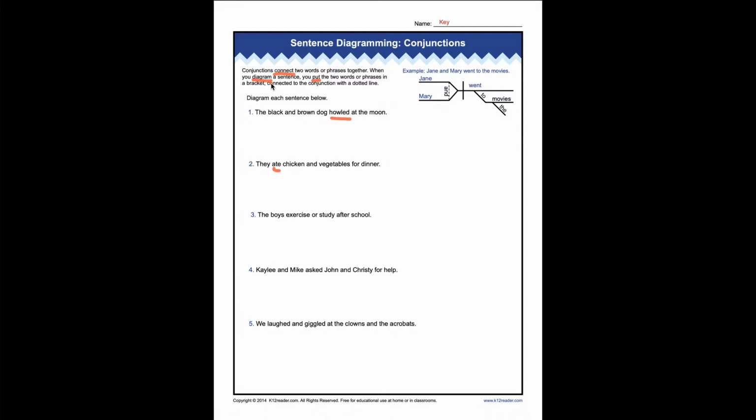Okay. The two phrases connected to the conjunction with a dotted line. Okay, connect to the conjunction. Okay, I think those are the verbs. You're correct. That was all of them. Okay. All right. What about this sentence right here?